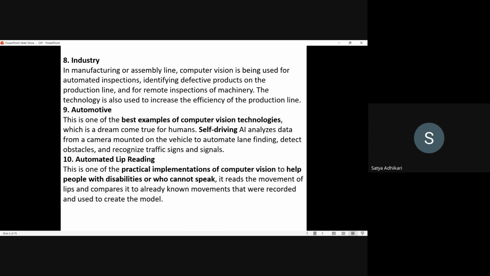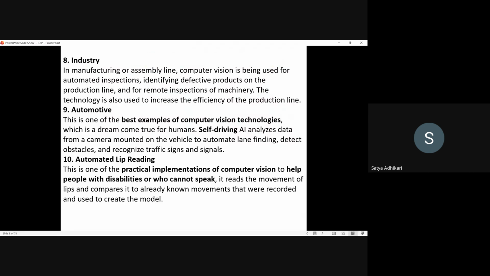So, automated lip reading. This is one of the practical implementations of computer vision to help people with disability, those who cannot speak. It reads the movement of the lips, what they tell, and compares it to the already known movements that were recorded and used to create the model. So lip reading is also another important application of computer vision.